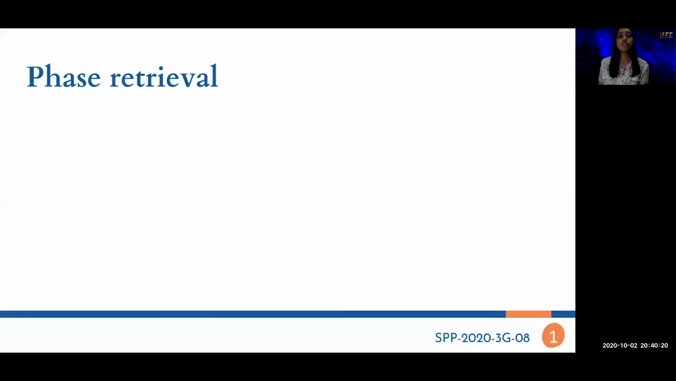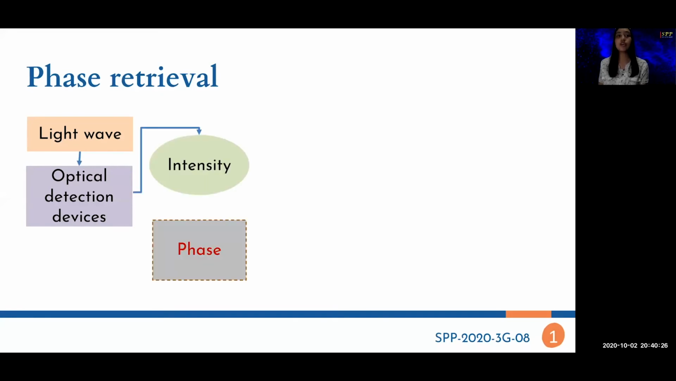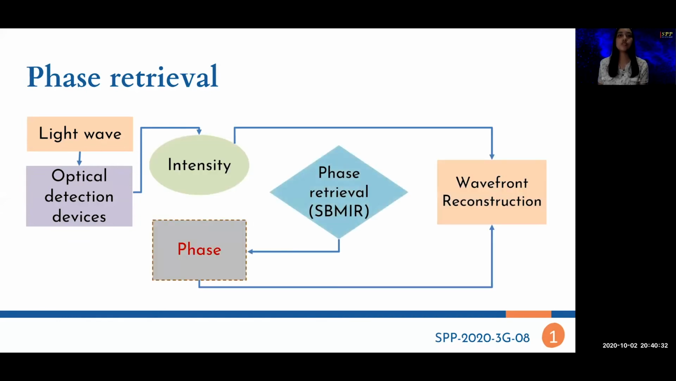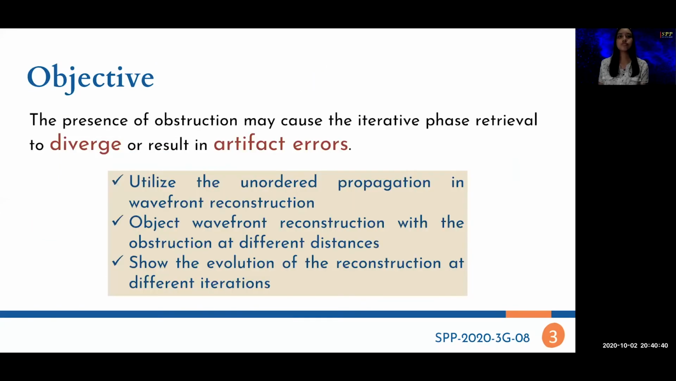So optical detection devices can only record the intensity of a light wave, which is related to its amplitude, and they do not allow the direct recording of the phase. So phase retrieval algorithms have been a field of interest to recover the phase and reconstruct the wavefront. It provides advantage since no reference wave is required and it has applications in numerous fields.